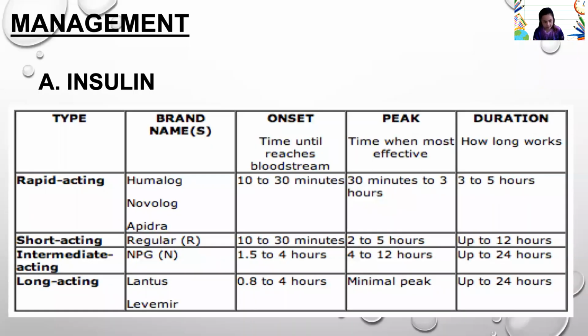So, ang management natin sa patient na may diabetes, number 1 is insulin. Okay? So, we have different types of insulin. We have the rapid, the short-acting, the intermediate, and the long-acting. When we're talking about rapid-acting, napakabilis ng onset niya or ng effect niya. Okay? So, pag binigay mo siya, example niya is Humalog, Novolog, and Apidra.